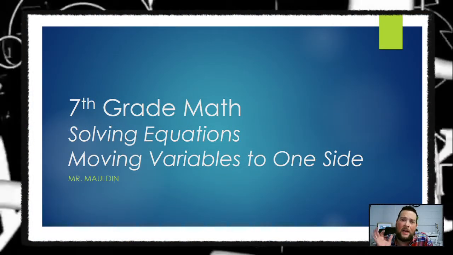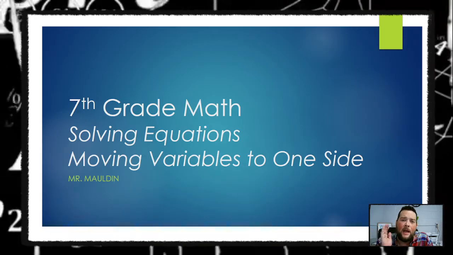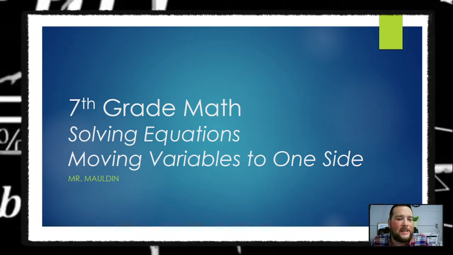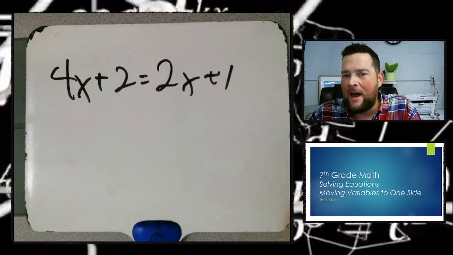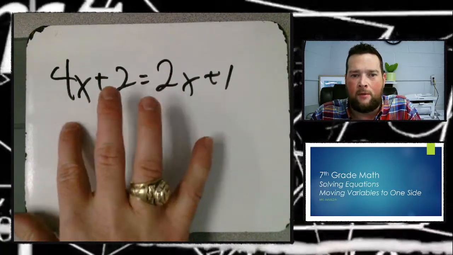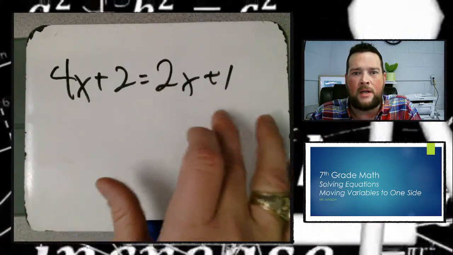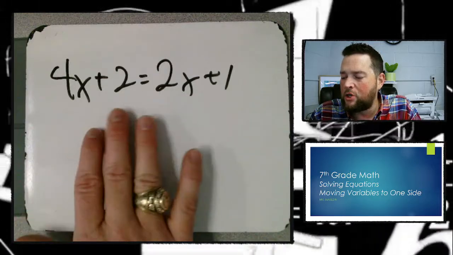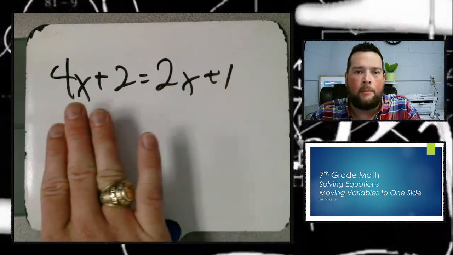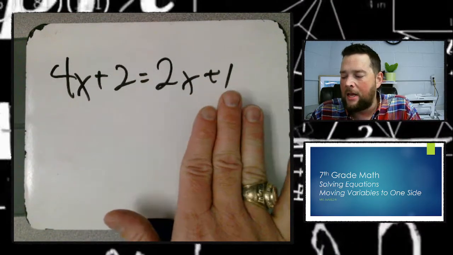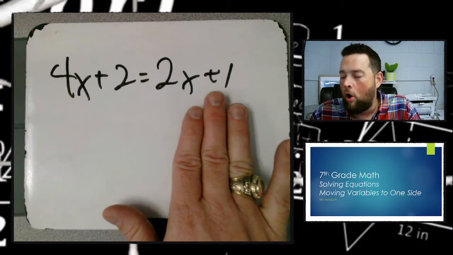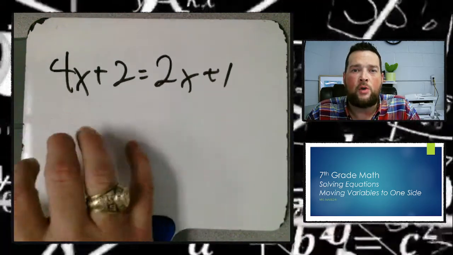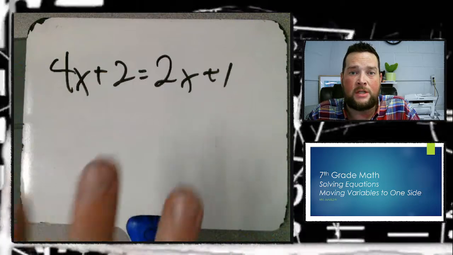Really specifically, we're just addressing moving variables to one side, which means we've got equations like this one right here: 4x plus 2 equals 2x plus 1. We've got equations where you have a variable on both sides of the equation, and we're just trying to get all the variables to one side. So we're not completely solving out the equations in this video.